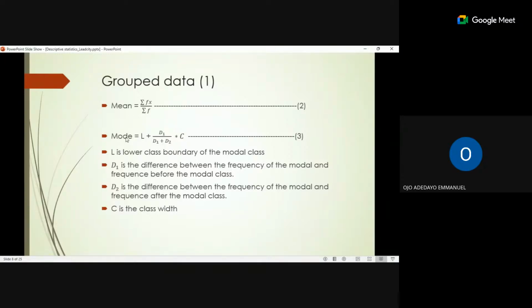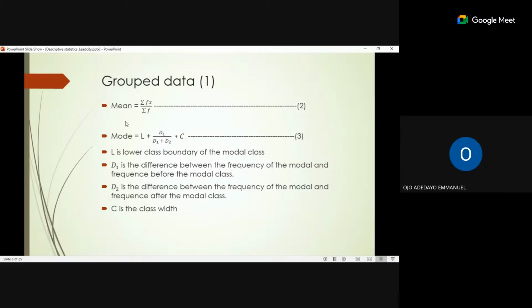So now the formula to calculate the mode is L plus D1, but in mathematics we call it change in one. If you write it as D1 or change in one, they will mark it for you, divided by change in one plus change in two. Then multiply by C. This is the formula for calculating grouped data for mode.